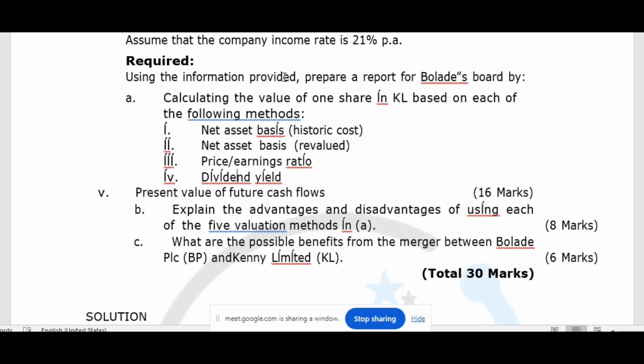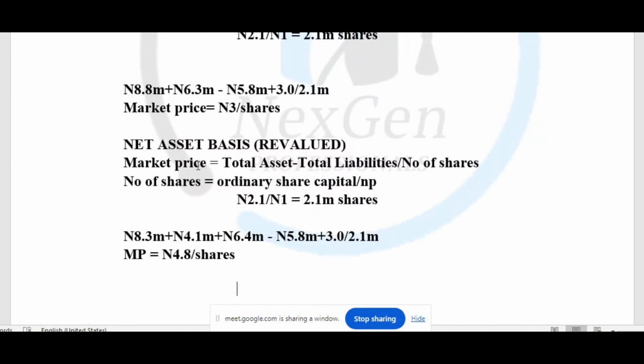The price earning ratio is another method we need to look at, right? Don't forget our formula. Market price equals what? Market price equals price earning ratio times earnings per share.